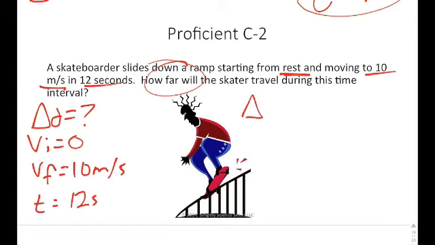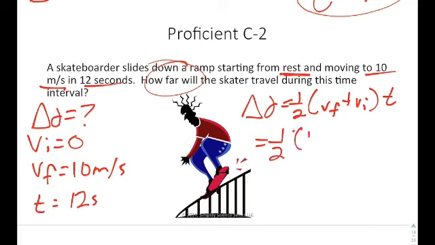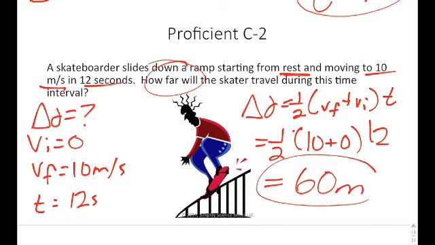I can plug into the equation delta D equals 1 half (VF plus VI) T. So I plug in my numbers: 1 half of (10 plus 0) times 12. Now, 10 plus 0 is in parentheses first. 10 plus 0 is 10. Times a half means 5. Times 12 gives me a total displacement of 60 meters.